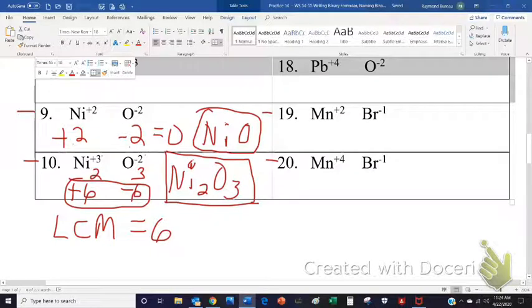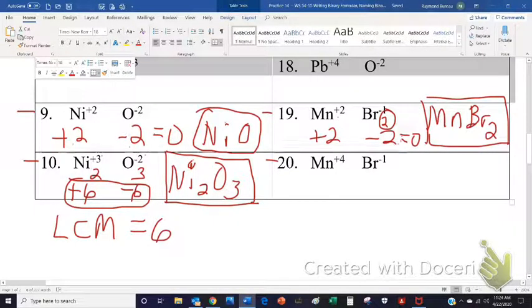All right, number 19 and then number 20, and I'll leave the rest of that section for you. Manganese plus 2, bromine negative 1 does not equal 0. But we can look here and see that we can easily bump a 1 up to a 2. If we had 2 bromines, that would be a negative 2 to match that positive 2. That will give us 0. So the answer is simply MnBr, and you put the 2 there. So there's your answer.